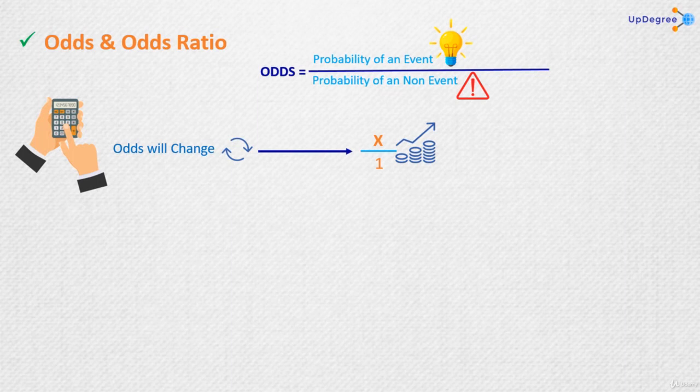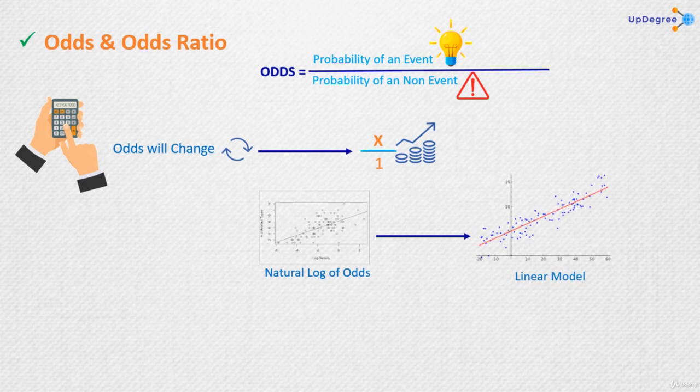So if we increase the value of x by n, and the value of x becomes x plus n, then our new odds will be e to the power n beta times our original odds. Then we also discussed that if we take the natural log of odds on both sides, we get a linear model. That is, the assumption of the logistic regression model got clarified, that there is linearity between the independent variables and log of odds in a logistic regression model.